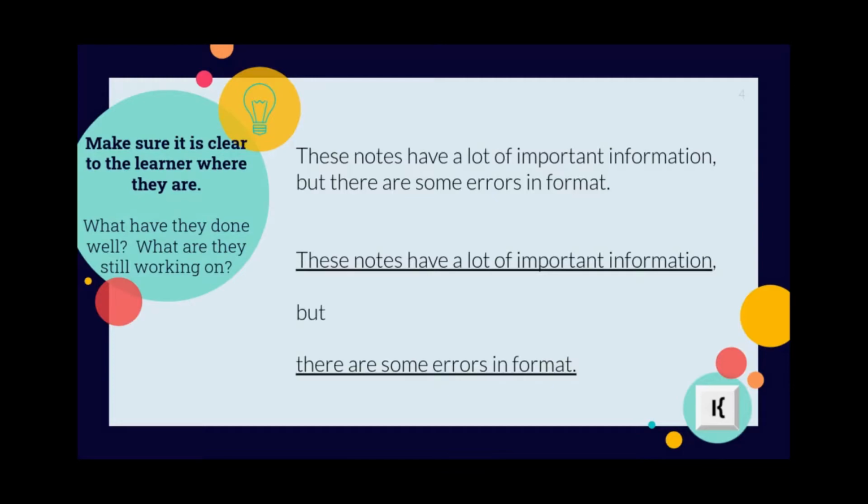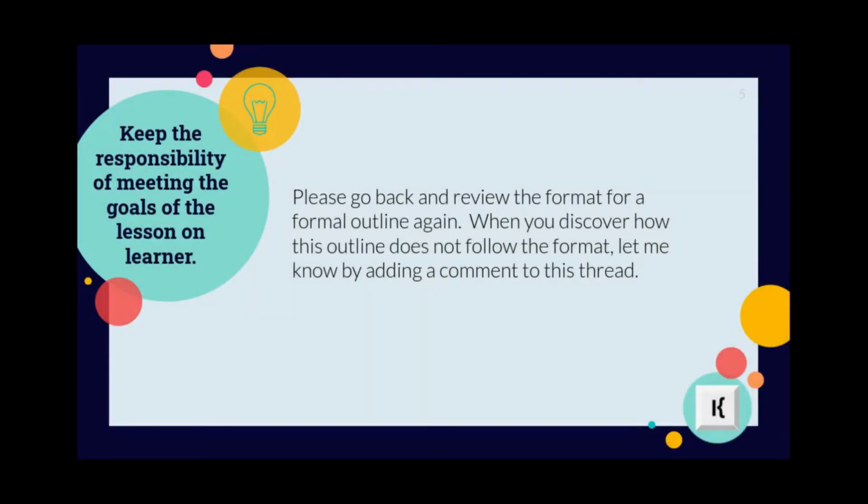The second suggestion is to make sure it's clear to the learner where they are, like what have they done well and what are they still working on. It's important that the learner understands exactly where they are in that learning process. So back to the same sentence. So these notes have a lot of important information. That's where the learner is. They've done this well. I'm not concerned about this part of the notes, but there are some errors in format. Okay, now I understand. I've got some problems with format that I need to go back and look at again.